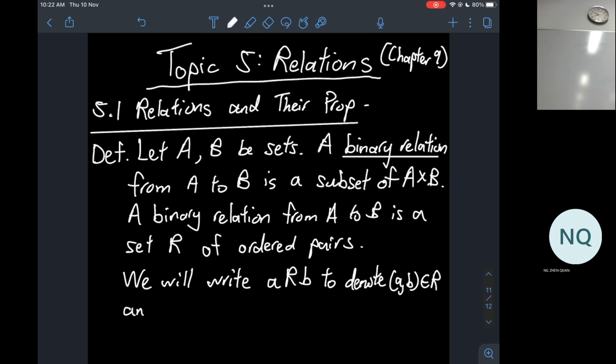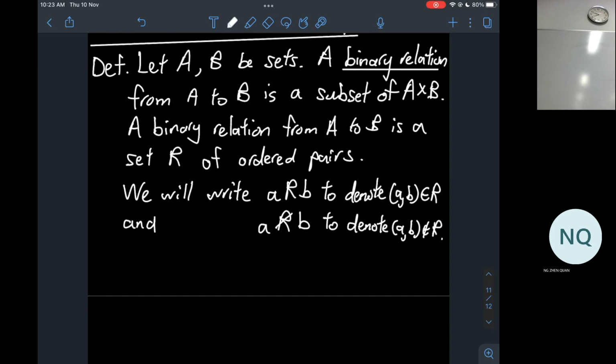So a relation is a set. Remember, a relation is a set. And a is not related to b if (a, b) is not in the set. Okay, so a relation is a set.